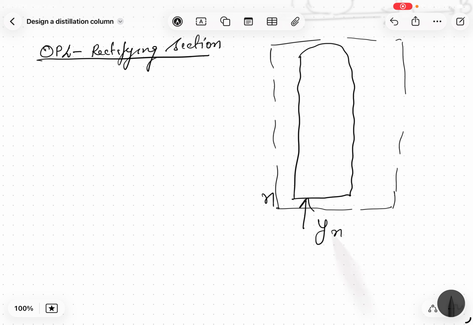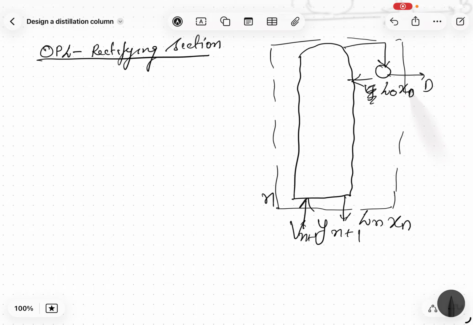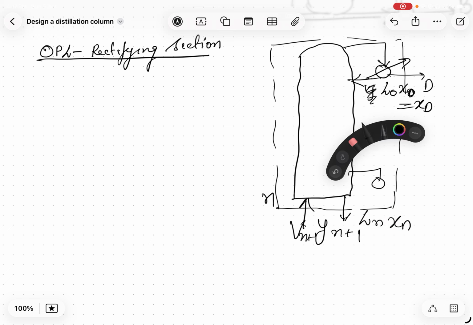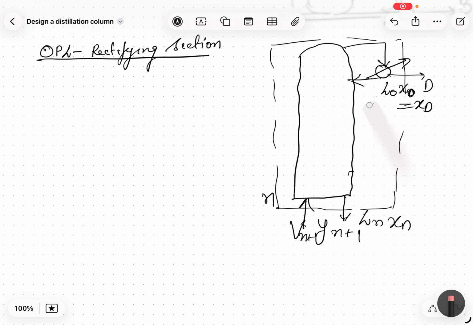It has yn plus 1 and Vn plus 1 coming in, Ln plus 1, Ln and xn going down, and there is a condenser. From now we know the condenser is the zeroth stage. So I can name the liquid going from it L0 X0, which is basically XD, because at the condenser the liquid is divided in two parts. This is the rectification part only of the distillation column, and XD and X0 will be the same, so X0 is equal to XD.